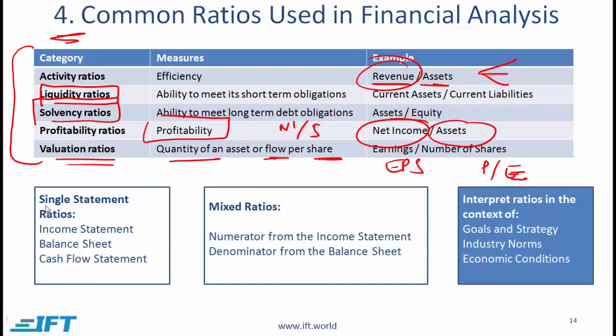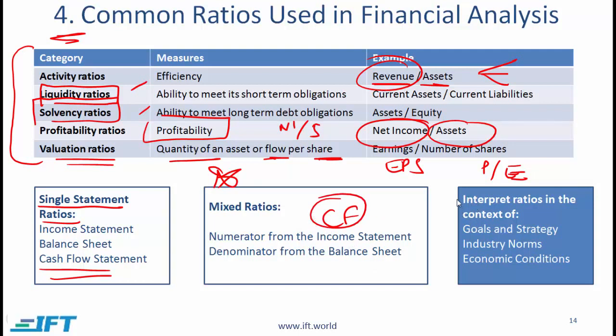In earlier readings, we generally focused on single statement ratios. So we had ratios from the income statement such as the gross profit margin, operating margin, or net profit margin. Then from the balance sheet, we had liquidity ratios and solvency ratios. And with the cash flow statement, we had ratios that took a numerator and a denominator from the cash flow statement. Now we will spend a lot of time on mixed ratios where the numerator comes from the income statement and the denominator from the balance sheet. The numerator could also come from the cash flow statement.